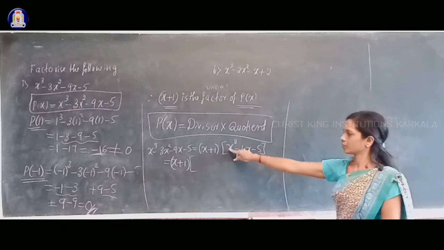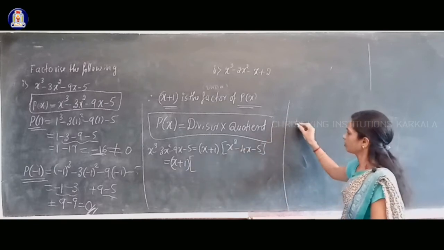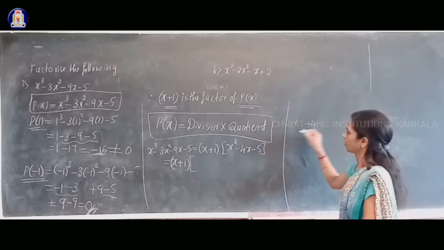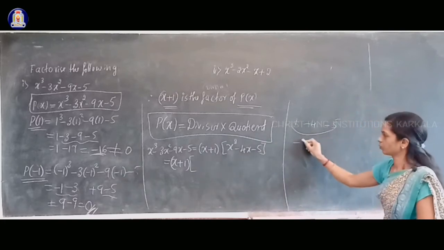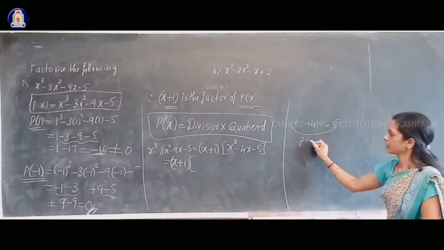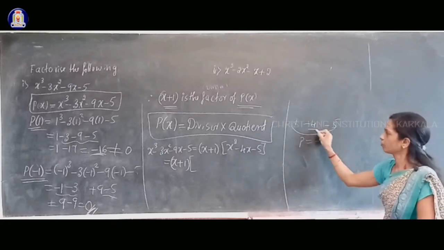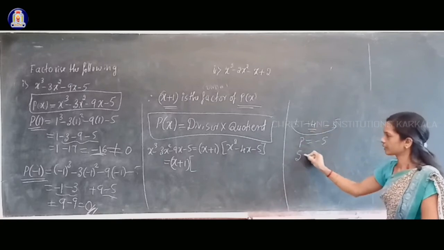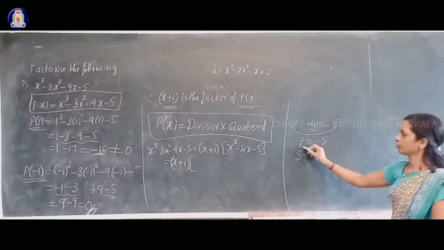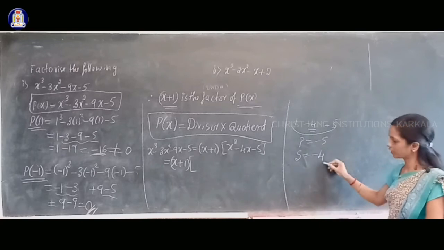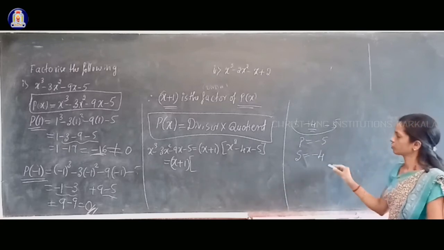See here, what is first number? X square, in that 1, second number is minus 4, and third number is what? Minus 5. Product of first and third is what? Minus 5, that is p is equal to minus 5, and middle one is what? That is sum is equal to minus 4. Get two numbers so that their product is minus 5 and sum is minus 4 simultaneously. Okay, which numbers we can take?